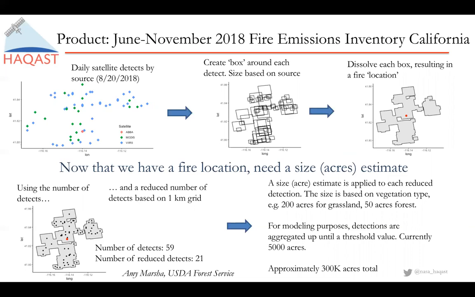So we figured out how to overlay these data, identify when there are multiple detections for a single fire, aggregate these data together, and assign a fire size to the various fire pixels. We came up with a fire emission inventory based on MODIS and VIIRS, and this covered about 300,000 acres during the June through November 2018 time period.